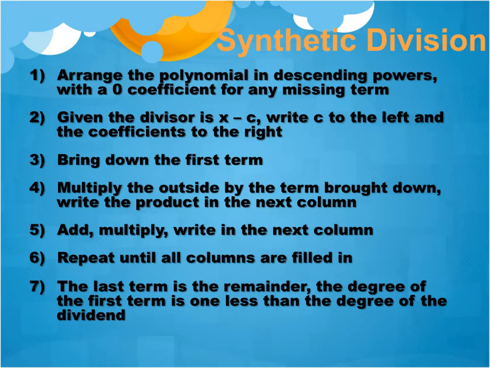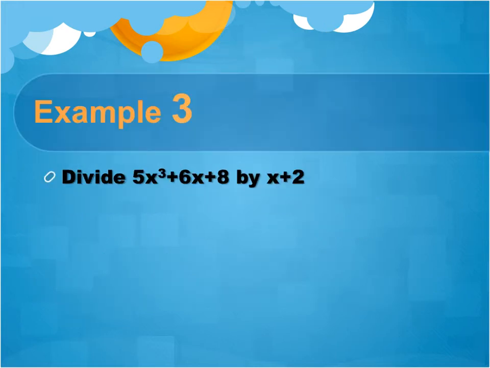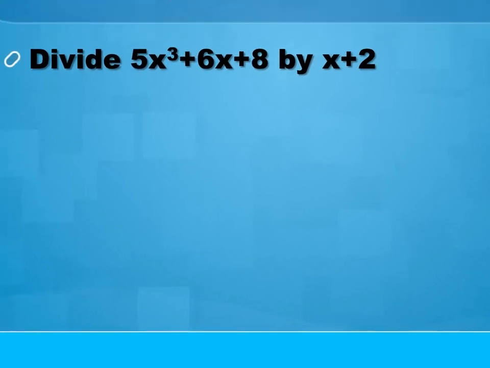We bring down the first term, we multiply what's on the outside by that term and put it in the next column. We add it, we multiply what's on the outside by what's on the bottom, we put it in the next column, we add it, and so on and so forth until we get to the last number. When we go to write our answer, the last number is your remainder, and then you go in increasing degree from that point to the left, starting with the coefficient. Every time I do this, people are like, that's a lot of words. And then we start it, and you're like, oh, I remember this now. Okay? So let's just get right into the example.